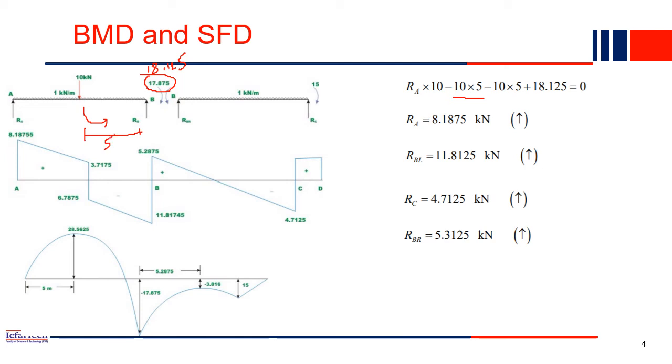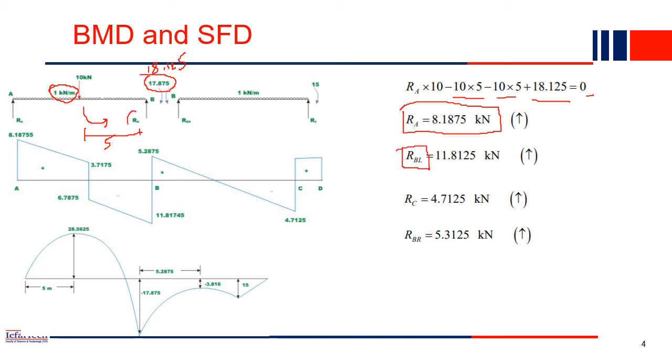And then you have the UDL also acting. UDL is 1 kilonewton per meter. UDL is acting, so wL squared by 2. If you employ that, you will get minus 10 into 5 from the UDL. And then you have the moment also. The moment is 18.125 at this point. So 18.125 equal to 0. From here we can calculate the reaction RA, which is nothing but 8.1875.